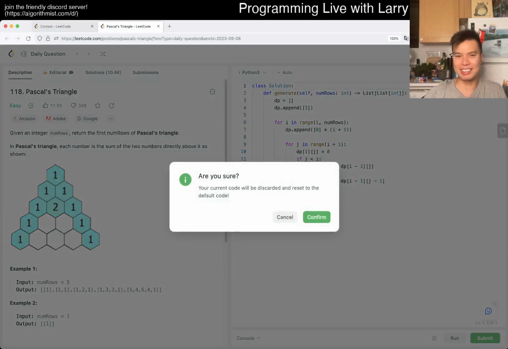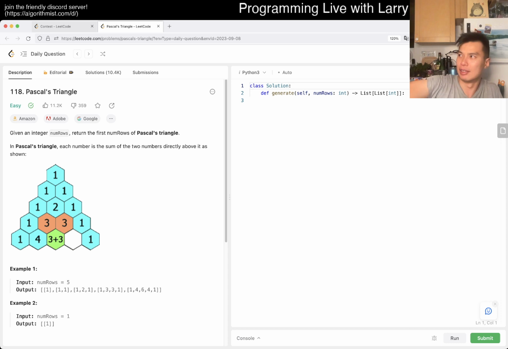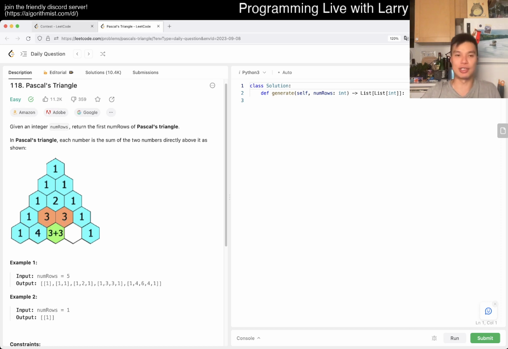Pascal's triangle. Actually, I think I talked about Pascal's triangle not that long ago, maybe a week ago, the one with the number of paths from the upper corner to the lower right. I don't think I have to say much. It's a very good introduction to dynamic programming, and in this case they even have the visualization telling you basically what to do. It's easy for that reason, because they tell you what to do. You don't have to think about it.